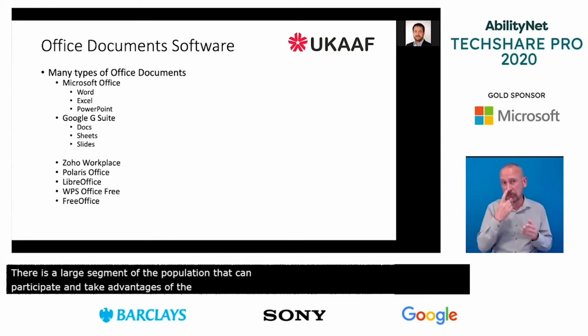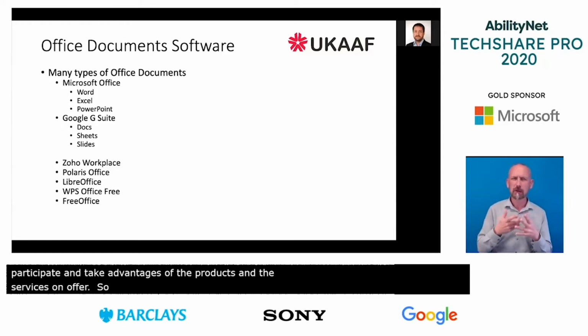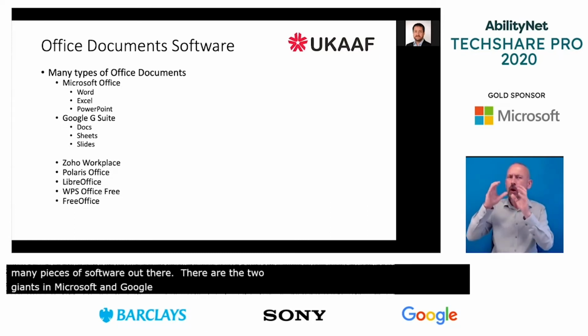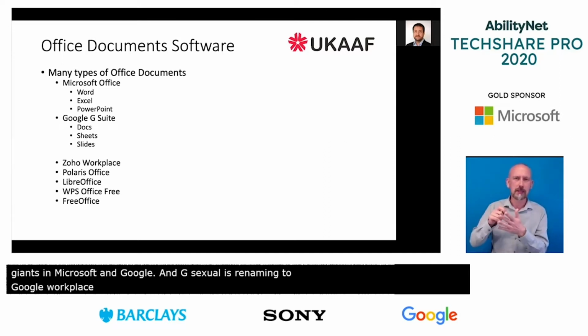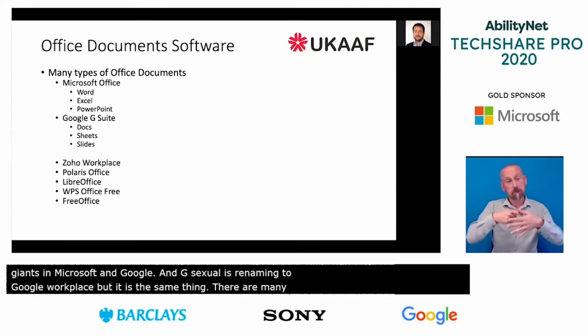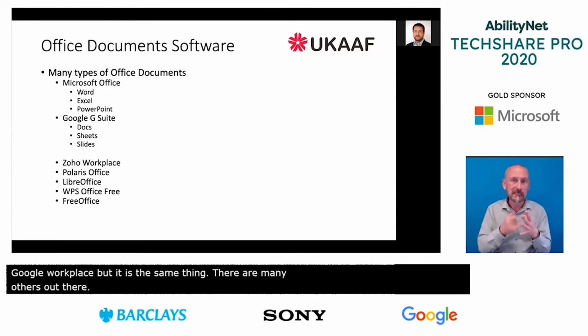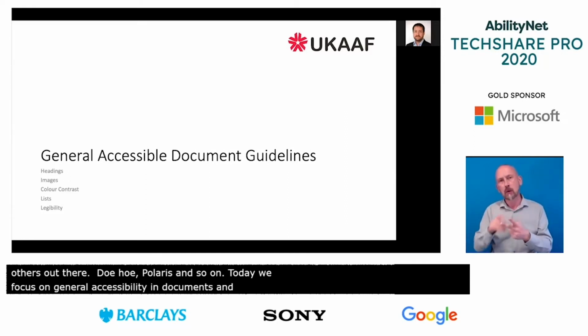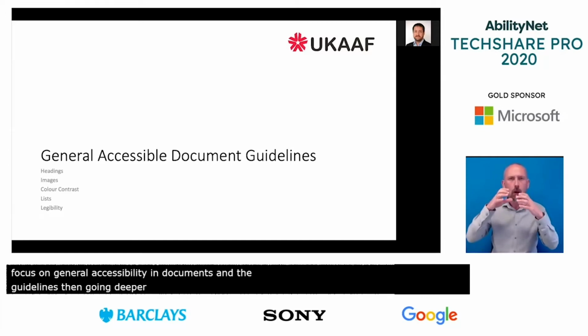So let's look at a bit of Office document software. Well, there's many pieces of software out there. There's the two giants in Microsoft and Google. And I think Google G Suite is just renaming to Google Workplace, but it's the same thing. But there are also other document software out there, Zoho, Polaris, LibreOffice, and so on, that produce documents of some sort. Today, we're going to focus on a couple of areas. One is general accessibility within documents and go through some guidelines there, but then we'll go deeper into things like Google and Microsoft to see how they may work through their accessibility guidelines.